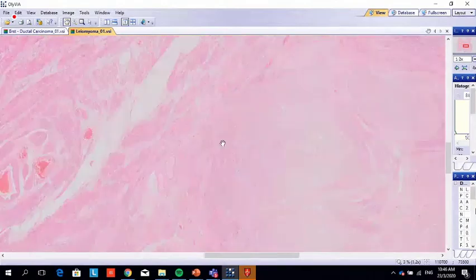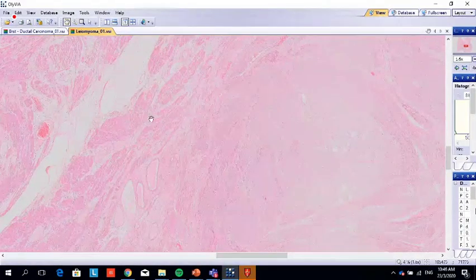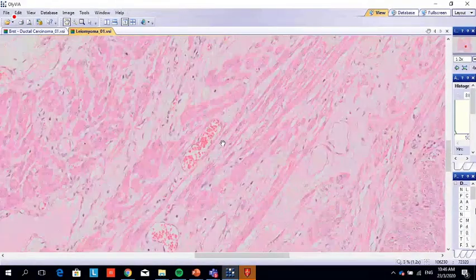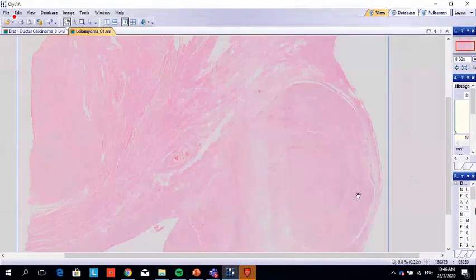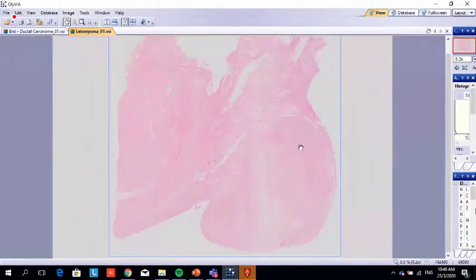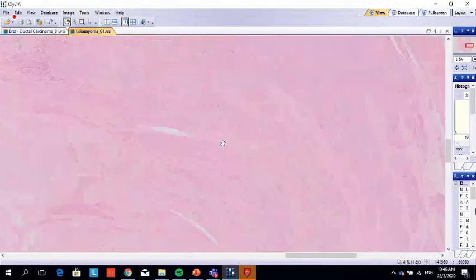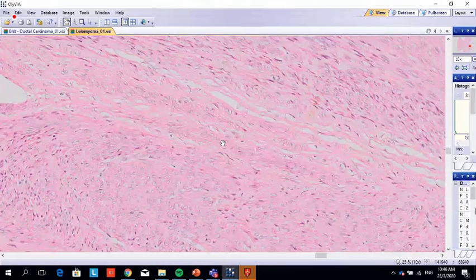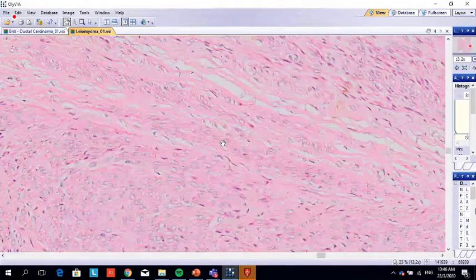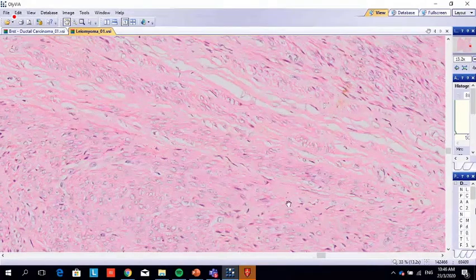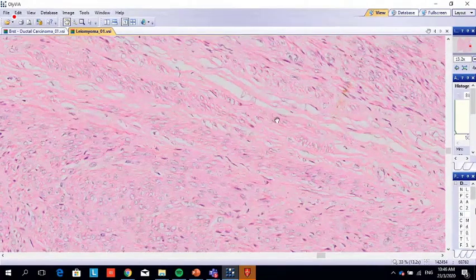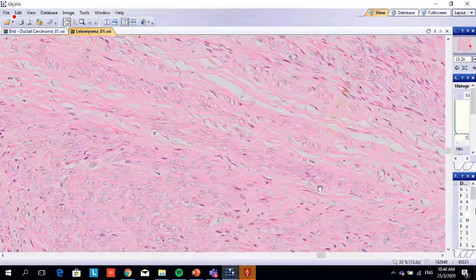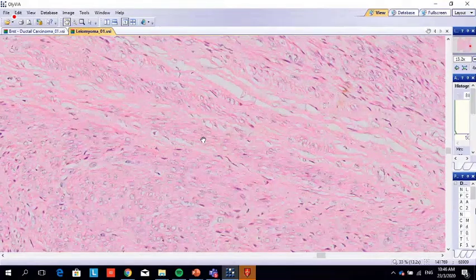Okay, so that area we said is normal, we can go to the abnormal area, this one. We will see, is there any difference? Can you see any difference? No, the same. It is well differentiated. That means the same, well differentiated, no difference.